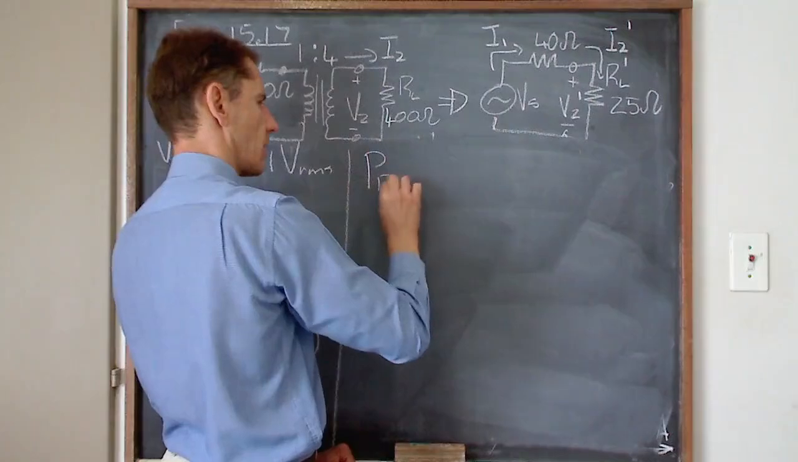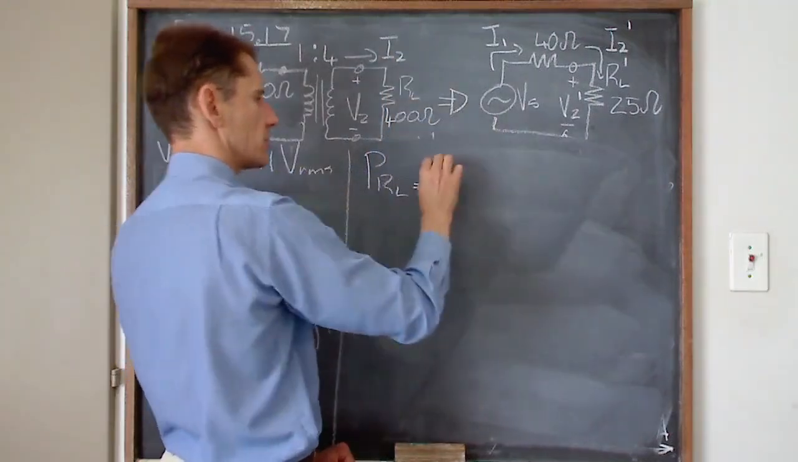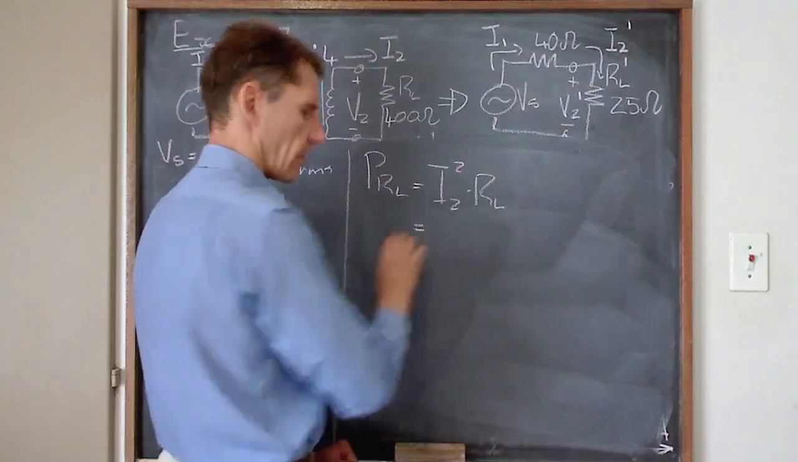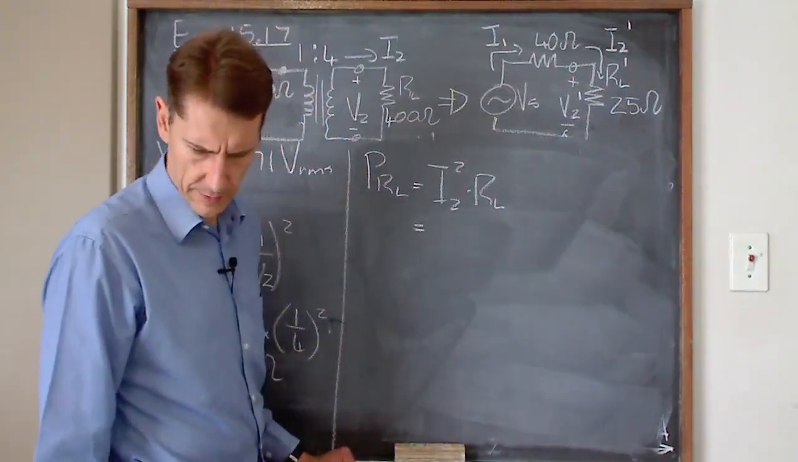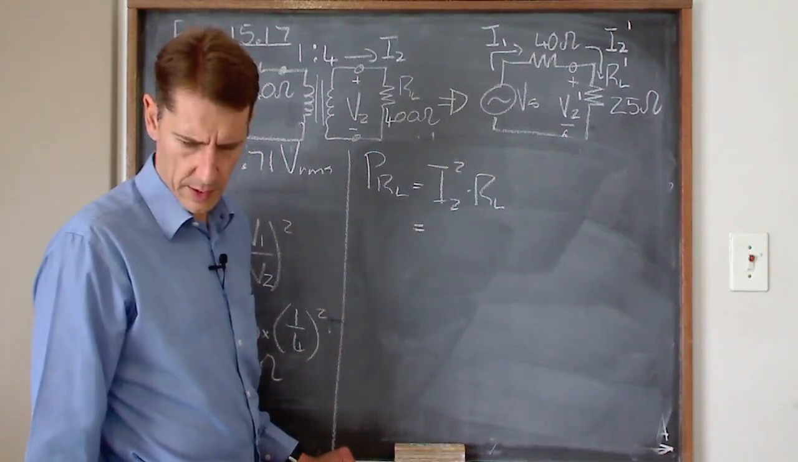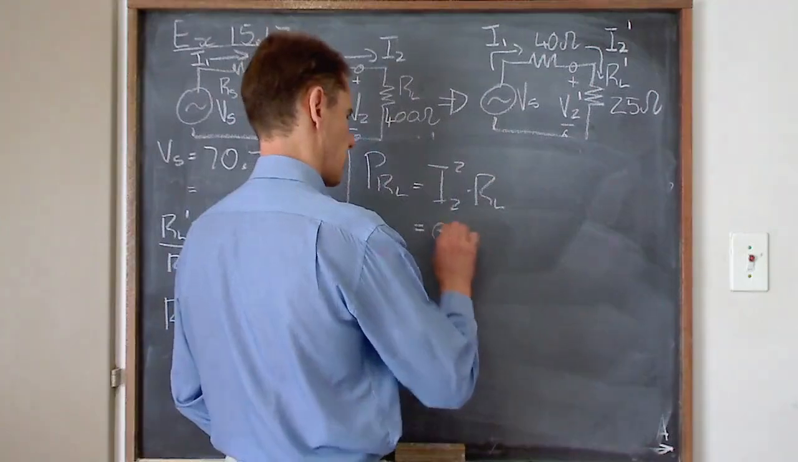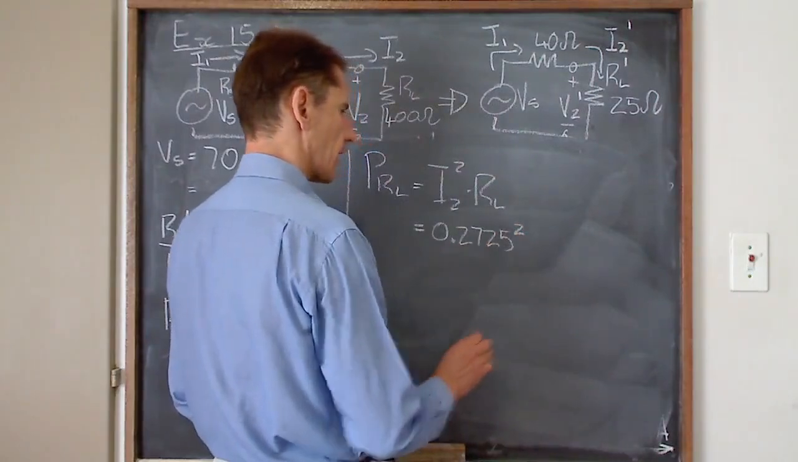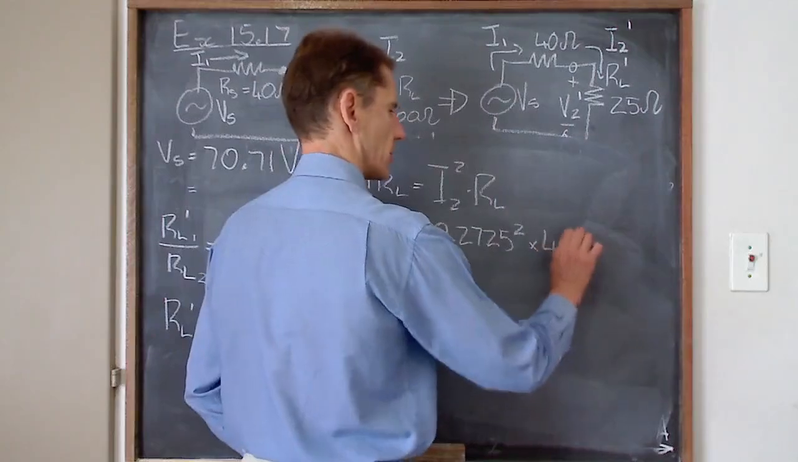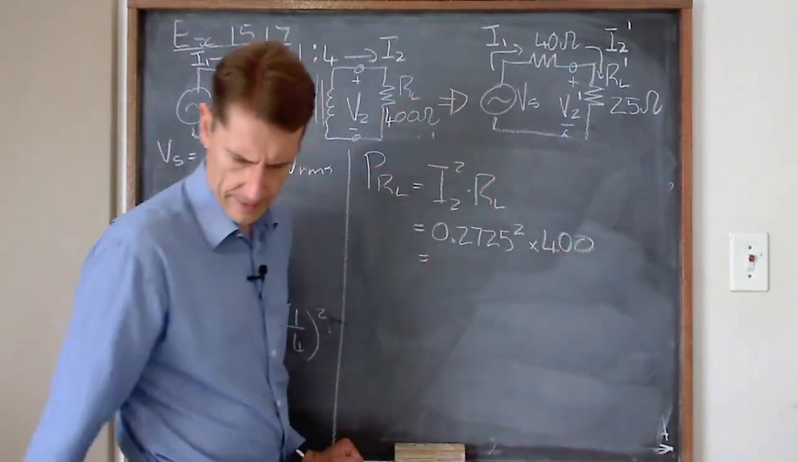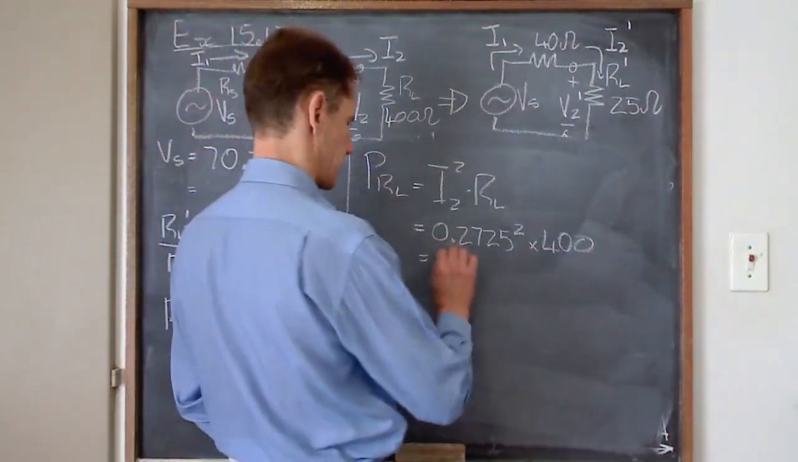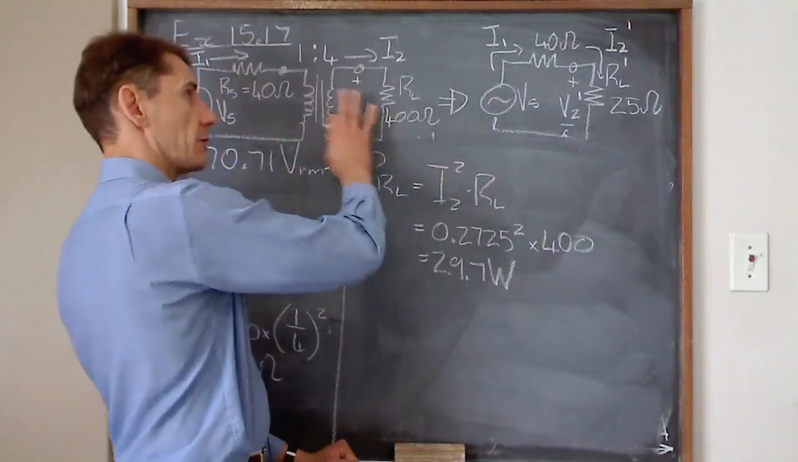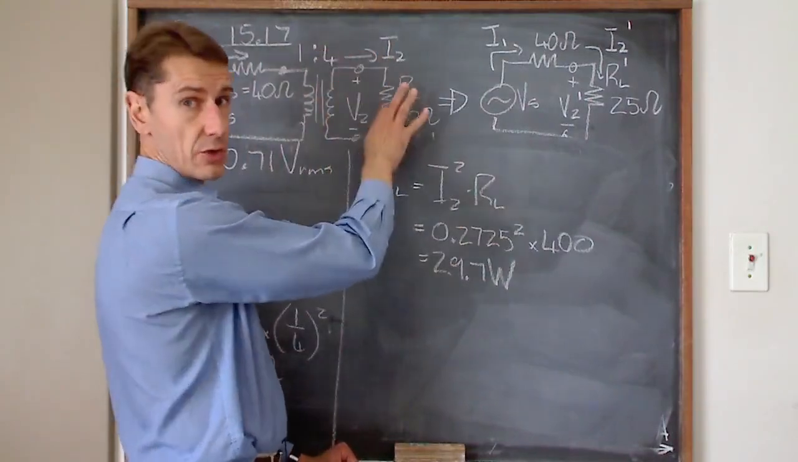So PRL is I2 squared times RL. I2 we calculated as a relatively small current, 0.2725 squared, multiplied by the 400 ohms, and that gives me 29.7 watts. So that's if we do it on the original, everything on the secondary side.